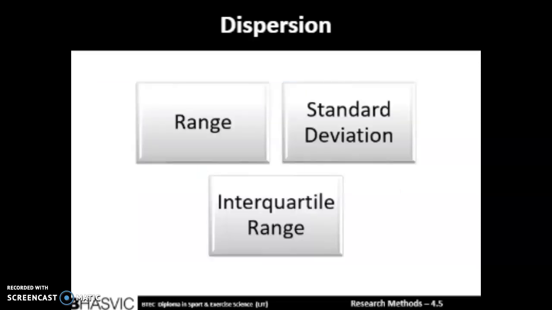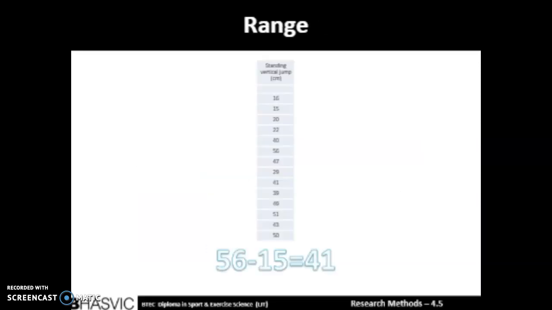Dispersion consists of range, standard deviation, and the interquartile range. The range of a list of numbers is just the difference between the largest and the smallest values. So with our example here, we have the largest value of 56 and the lowest being 15. And an easy way of finding the difference between these is to take away the smallest number from the biggest number, which is what we did and gave us the range answer of 41.